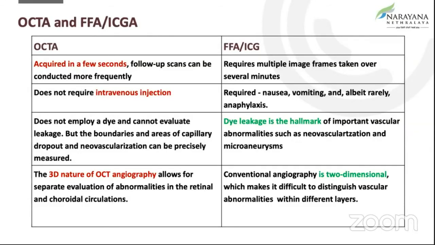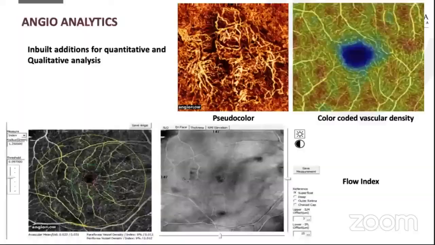Which comes to the advantages of dye-based angiography, that you can actually see the dye leakage, which is an important hallmark for several vascular abnormalities, because you want to see the neovascularizations, you want to see the microaneurysms. The major limitation is that it is two-dimensional. And also you cannot repeat it every other visit that the patient comes in; it's difficult to do the dye-based angiography.